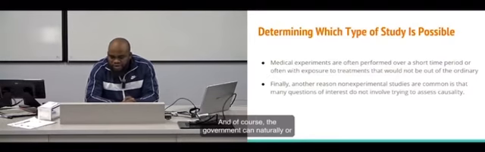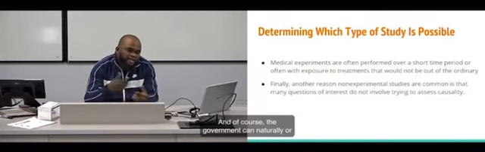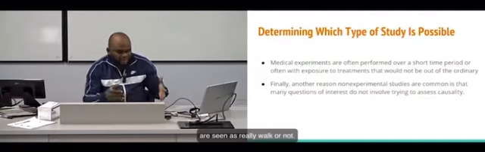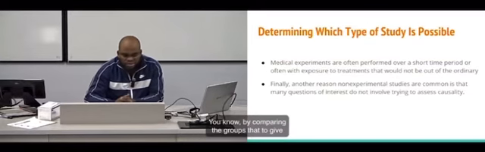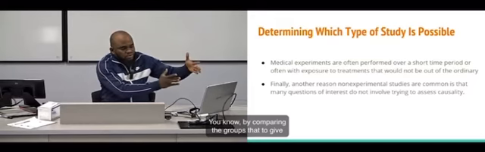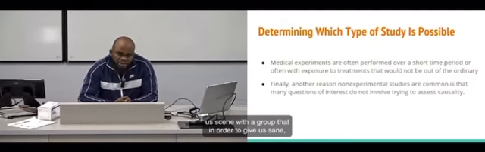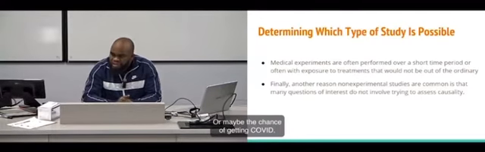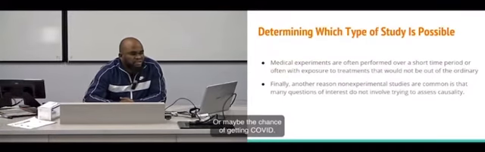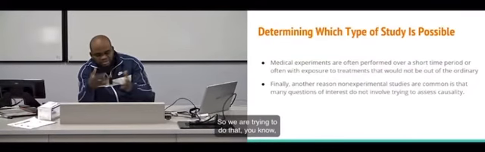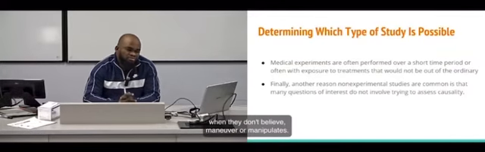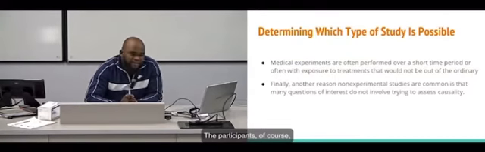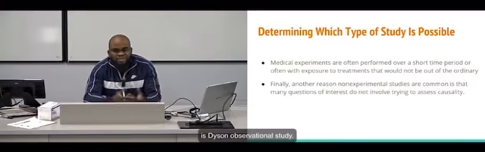Following that, the government, or any researcher, can measure whether the vaccine has really worked or not, by comparing the group that took the vaccine with the group that did not take the vaccine. They can compare maybe the chance of getting COVID. So when they don't maneuver or manipulate the participants, of course, that is an observational study.